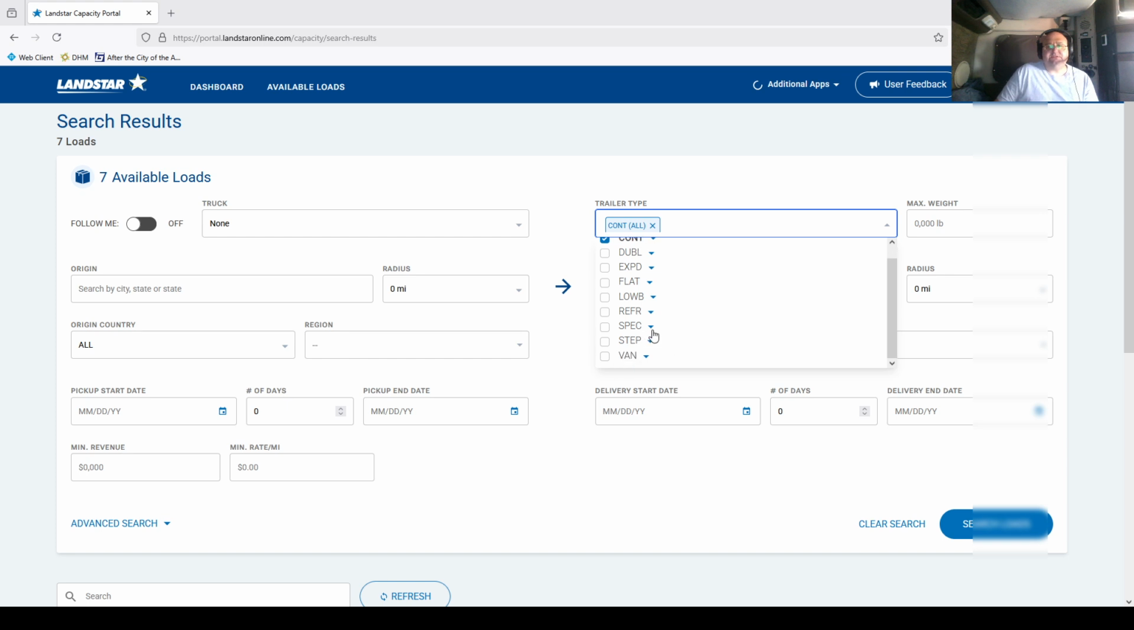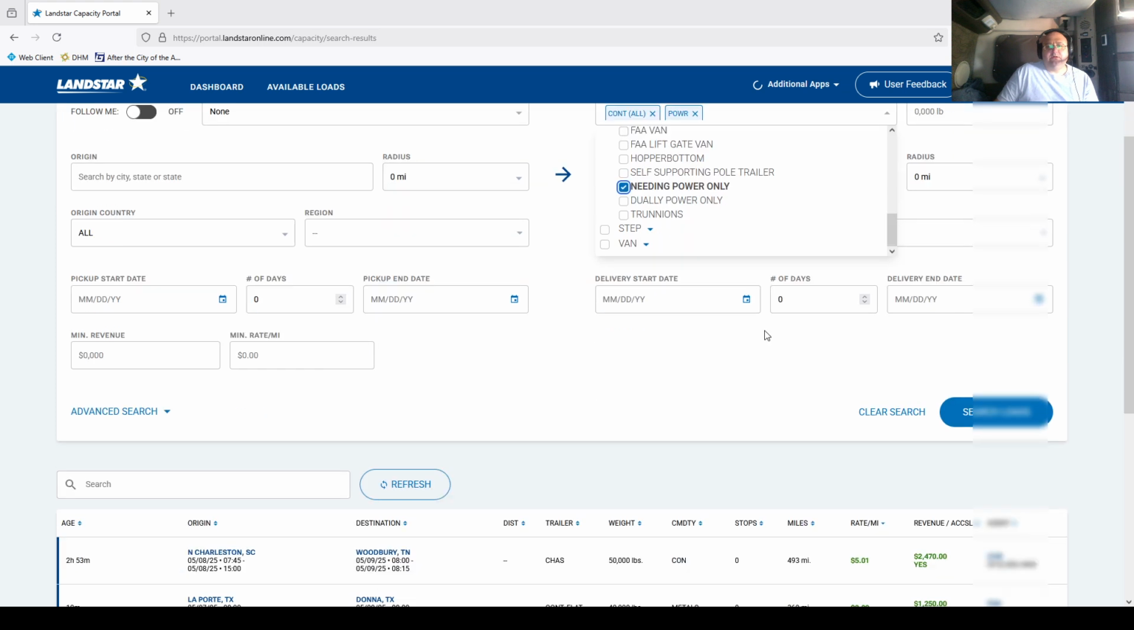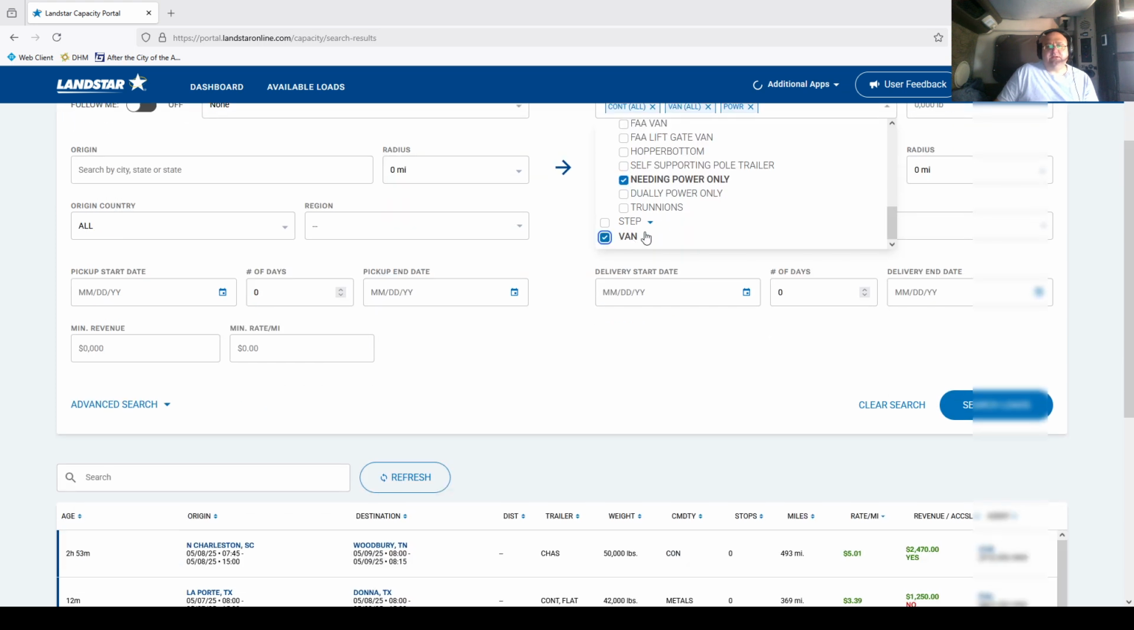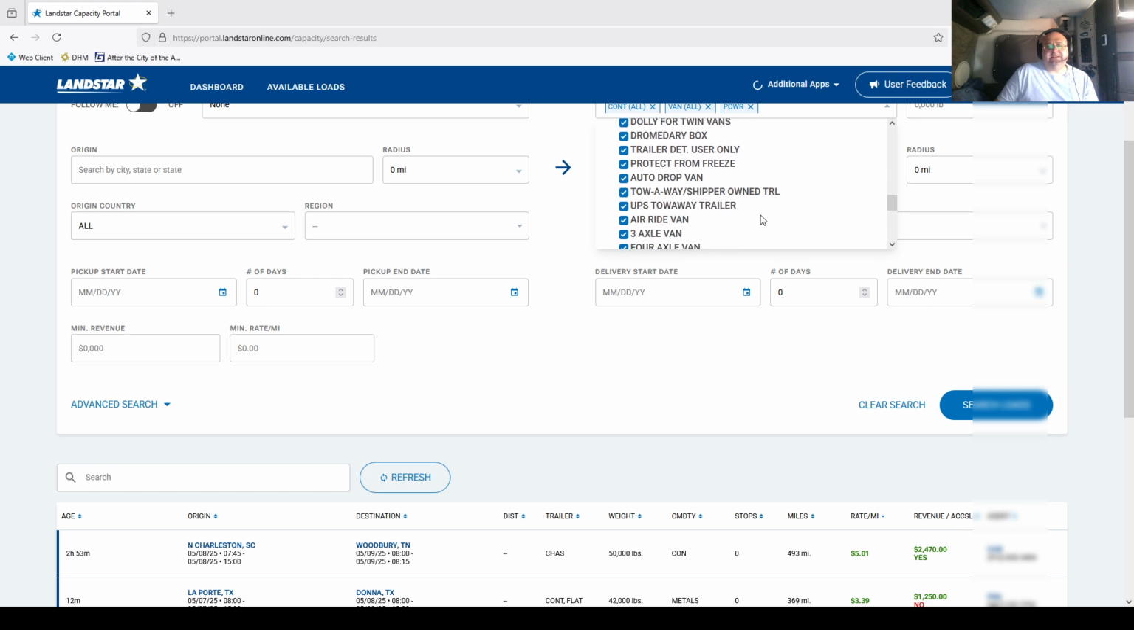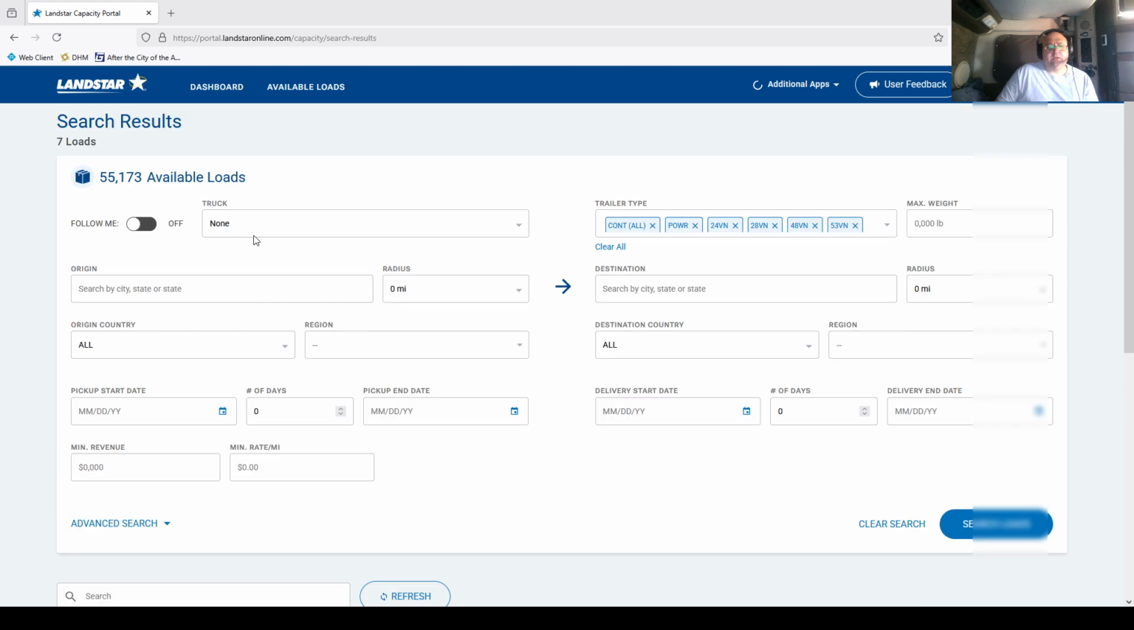Another thing I choose is specialized, needing power only. And then we'll go into van and select van, and then we're going to deselect VNLG, van trailer with lift gate. Now we're down to 55,000 available loads.